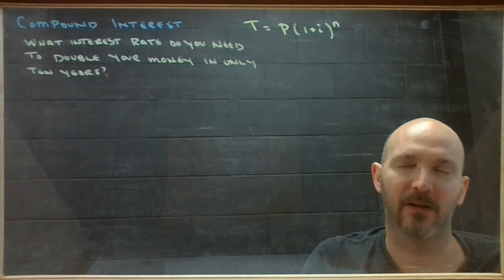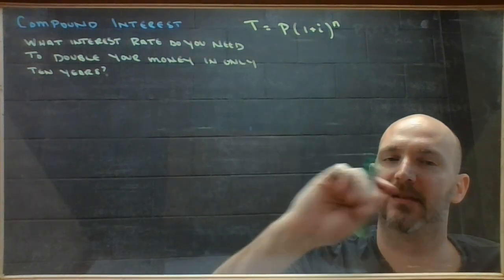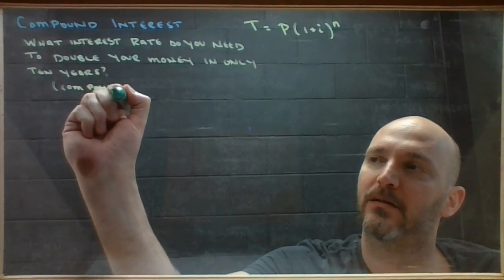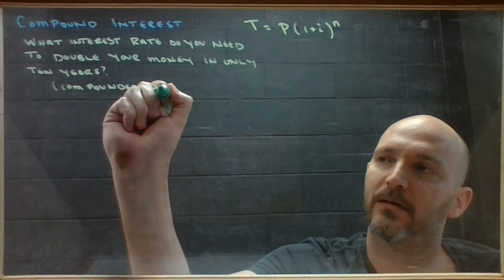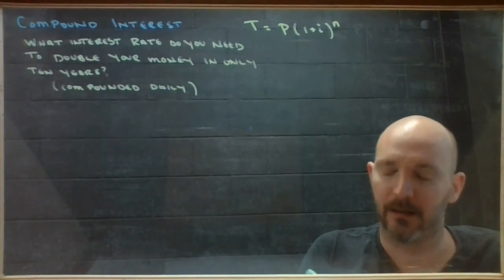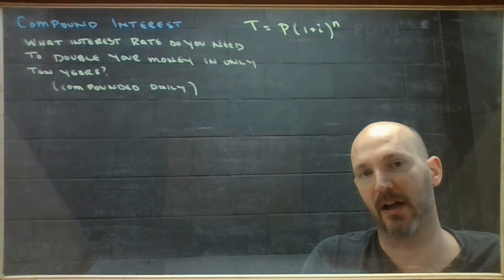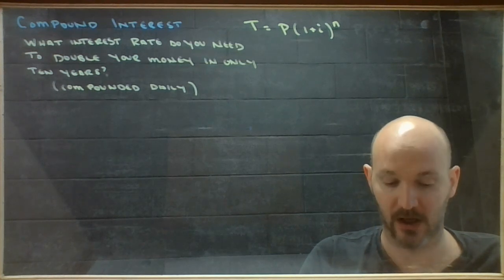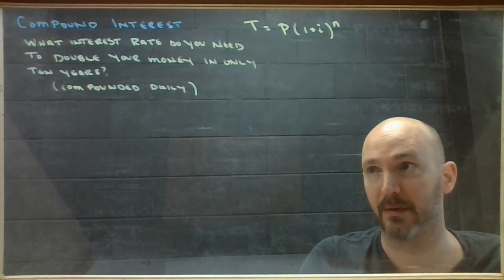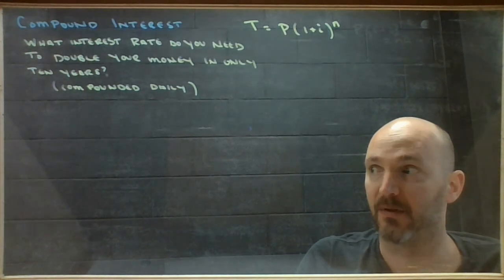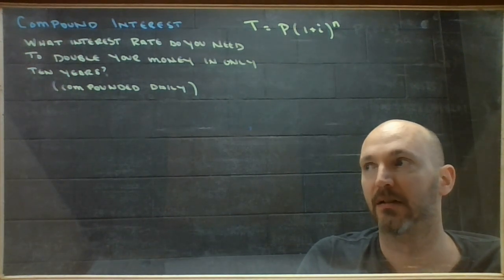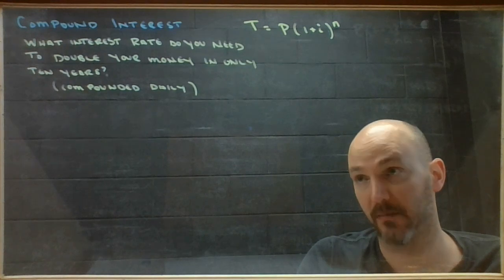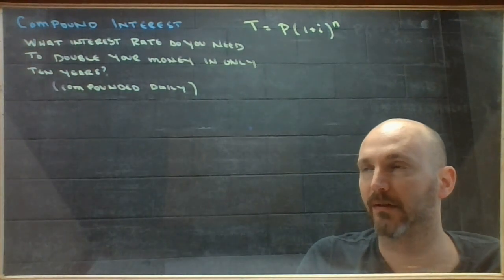Now I'm gonna park in a little assumption here. Let's go compounded daily. Not that interest is generally compounded daily, but just so you can see an example of something that is not compounded monthly. It's not everything is a monthly payment. Car payments, for example, tend to be bi-weekly. Rent is monthly. Credit cards compound daily. That's why they're so dangerous.